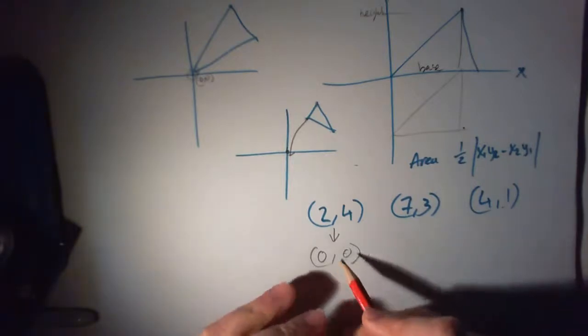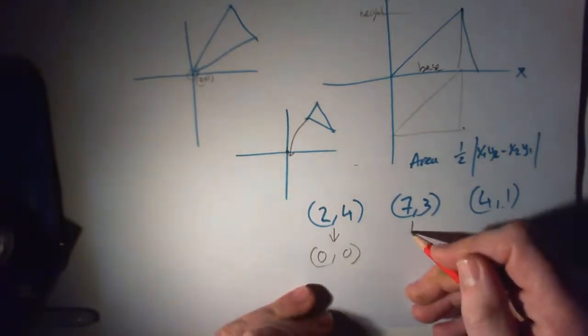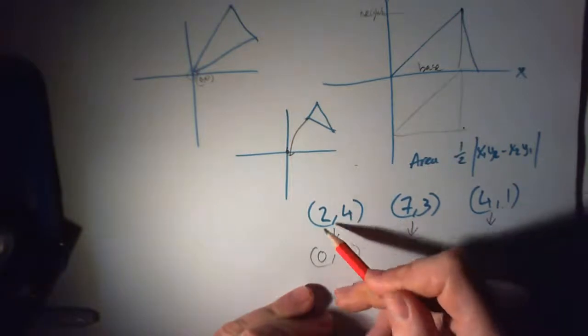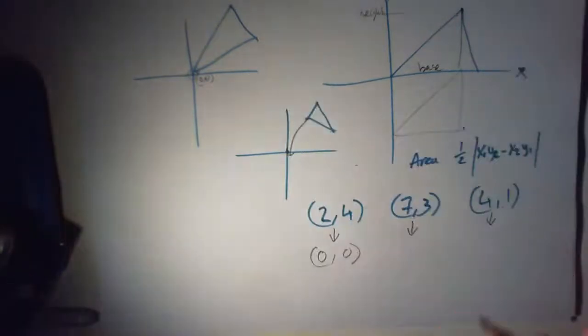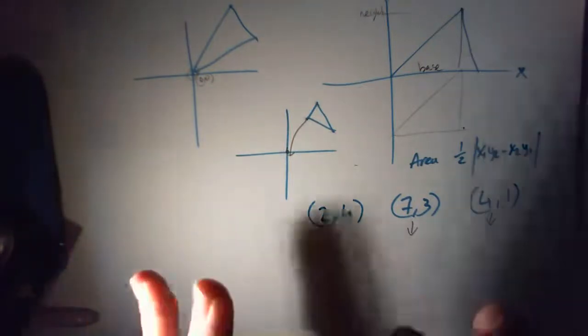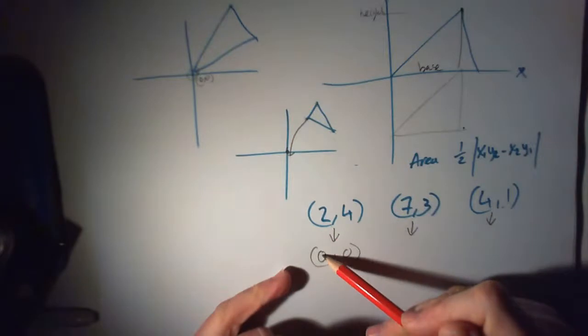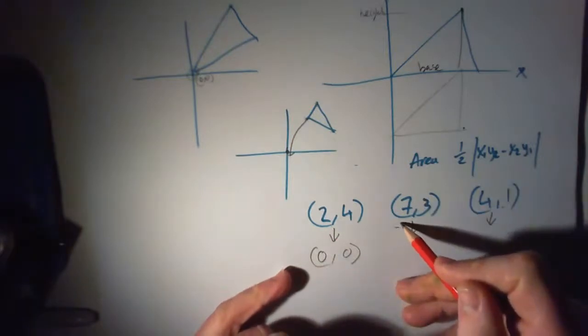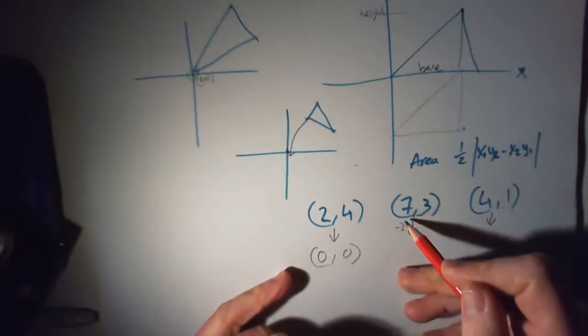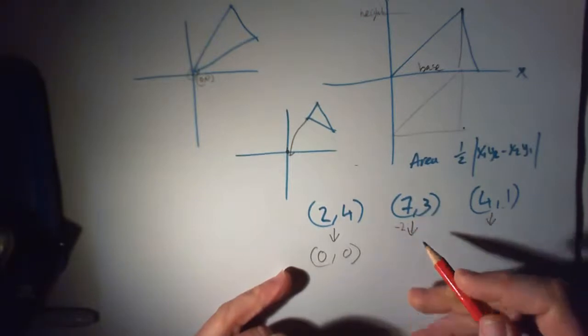But if you're forcing it to be 0, 0, you have to force the other ones to change accordingly. Remember this whole idea of balance in maths? If you do something to one thing, you really have to do it to everything, or else you're going to be off kilter with your equations. So if 2 had to become 0, then you subtract 2 from this. So 7 minus 2 gives you 5.